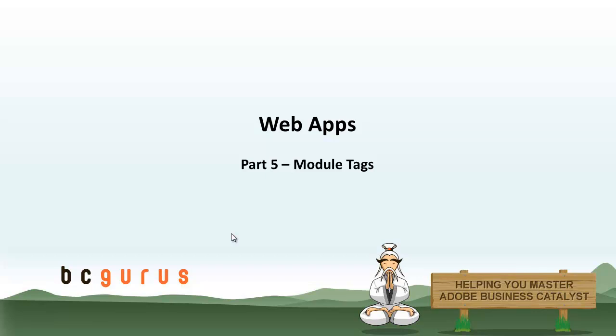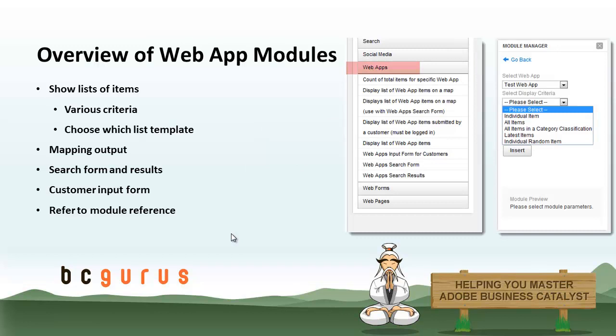This video is going to cover module tags. When we're talking about module tags, we're talking about the Business Catalyst tags that you can put in various places on your site, such as within a page or a template or a content holder. And these tags will essentially output your web app data, be that a list of items or an individual item or the output necessary to show your items on a map, along with some other things.